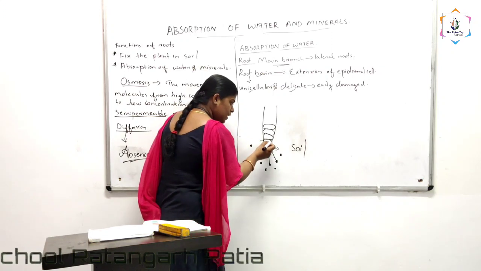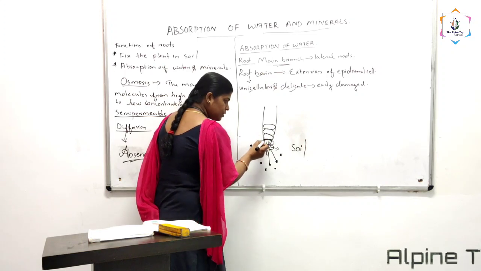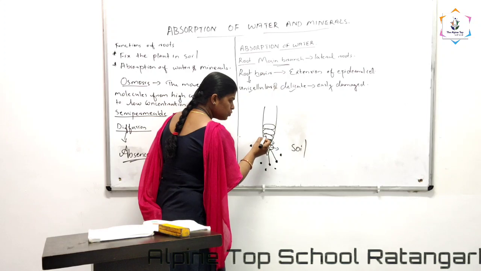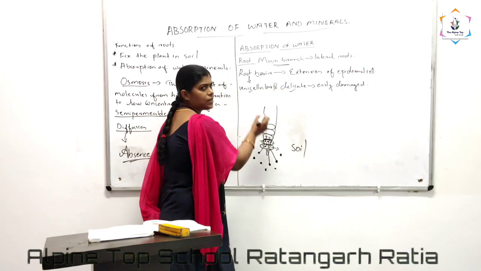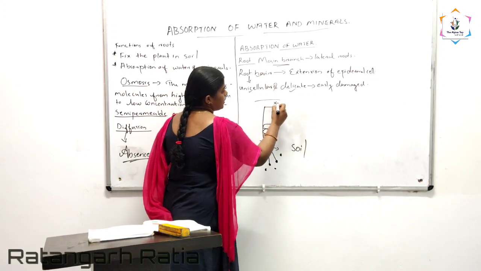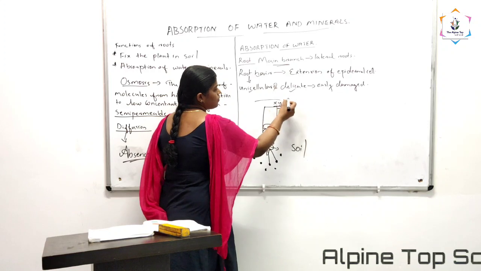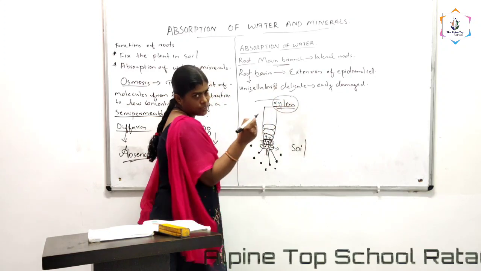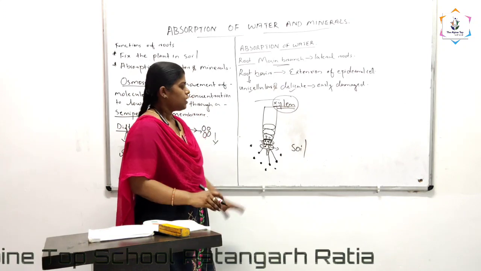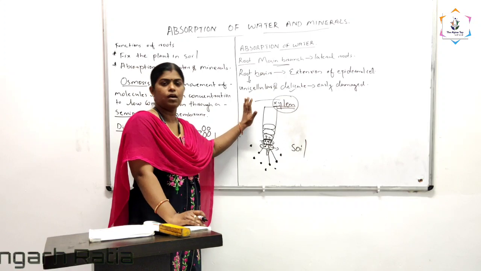Okay, and finally it will get filled with water, and then the water molecules will start to move from this cell to the next. Like that it is moving, and finally it will reach the xylem. Okay, xylem, you know what is xylem? This is the vascular tissue which is conducting water and minerals that we have already seen in the previous class.